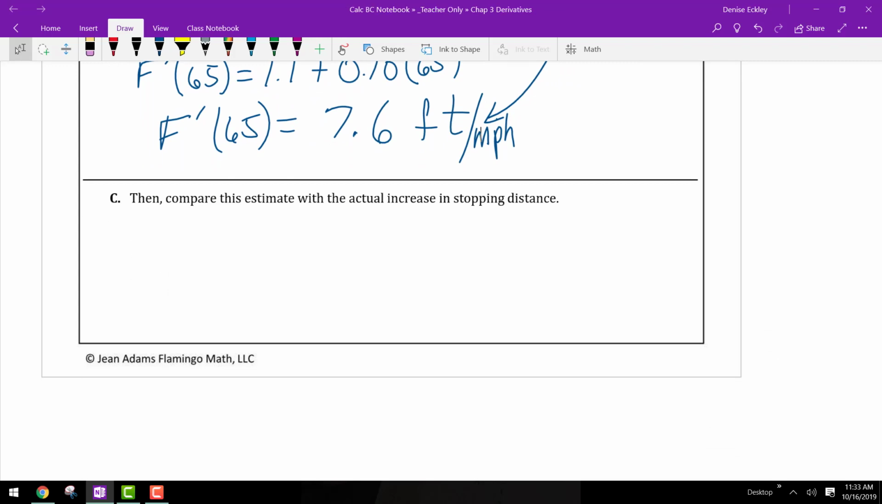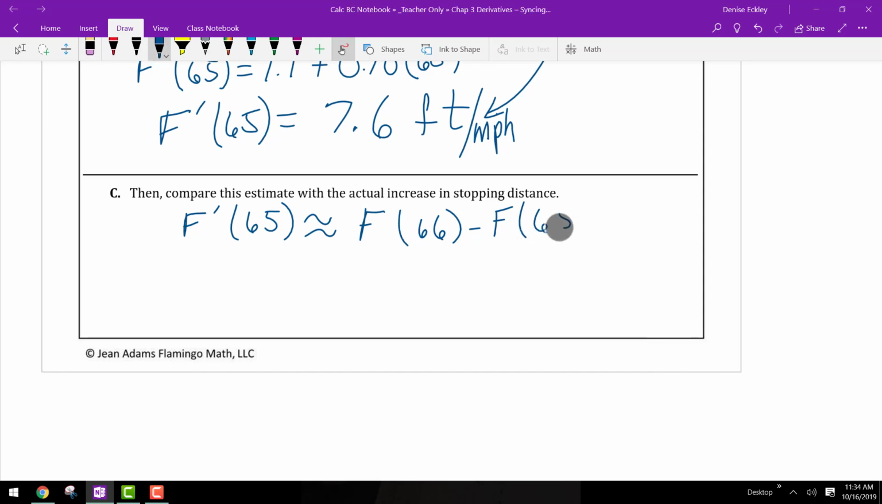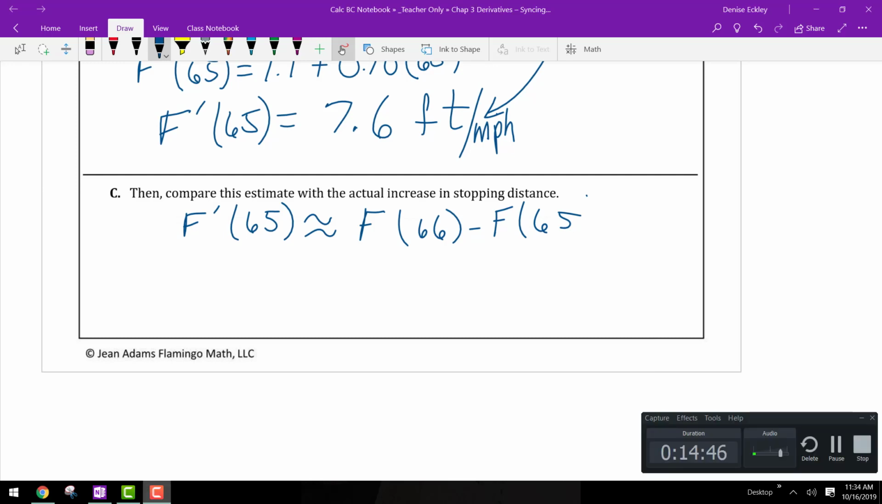So we're supposed to compare the estimates now in part C. What we want to see is how close is f prime of 65 to what we found in part A. That's what we're trying to see, if this change is pretty close. And what we find is that it is almost exactly the same.